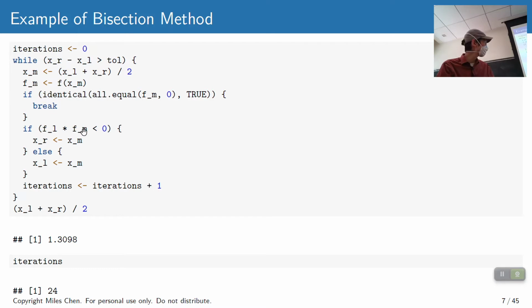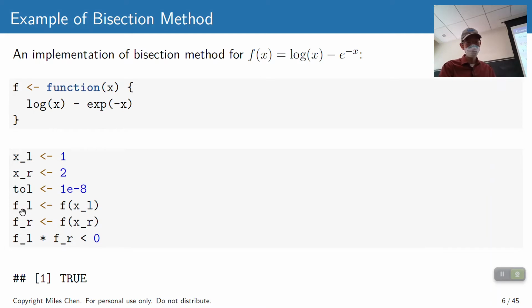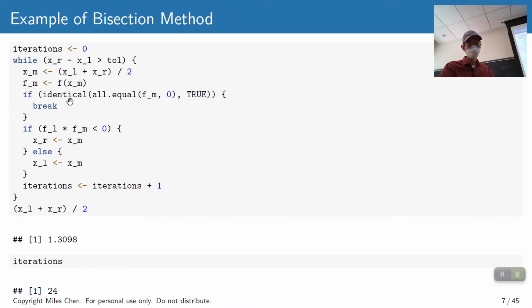So anyway, this rarely gets invoked, but otherwise we'll do this. If f on the left times f at the midpoint is less than 0, then we're going to take the midpoint and assign it to xr. And if not, we will take the midpoint and assign it to x on the left. And we will just increment our iterations by 1. Okay, and that's it. So we need fl and fr calculated and accessible to us in the global environment. This is not a function; it's just a while loop that's running inside the global environment, and that's fine.